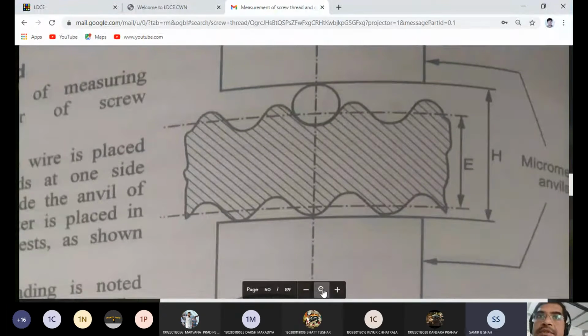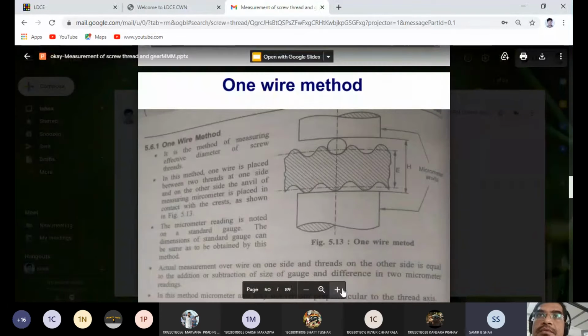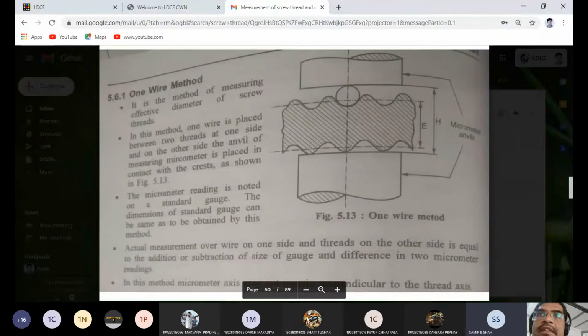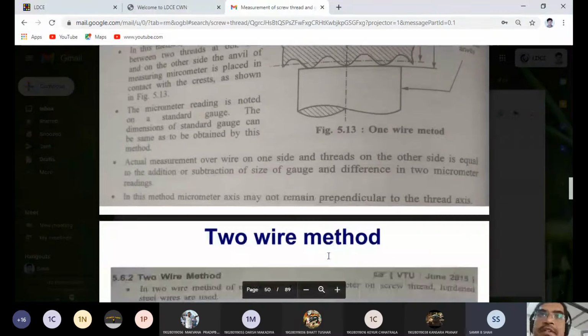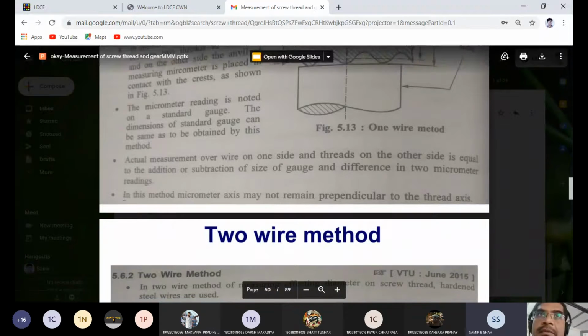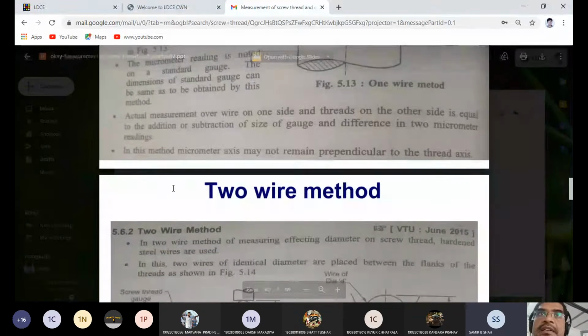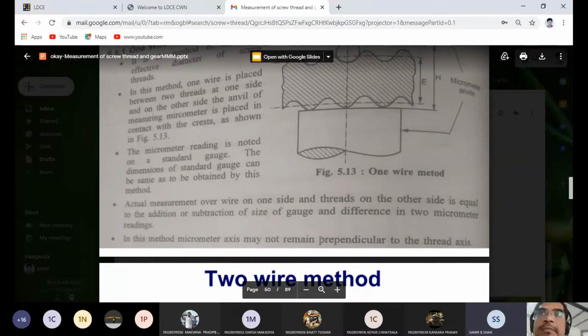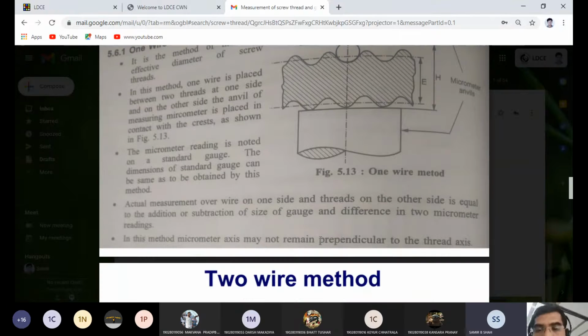Okay, so it is very easy to measure the diameter with the help of the one wire method, but it may not be that accurate. And one thing that you remember, that I mentioned in the last point, is that the micrometer axis may not remain perpendicular to the thread axis. Okay, it's not necessary that the micrometer axis should remain perpendicular to the thread axis. If it is not, even then it works. Yet we are getting a good result.